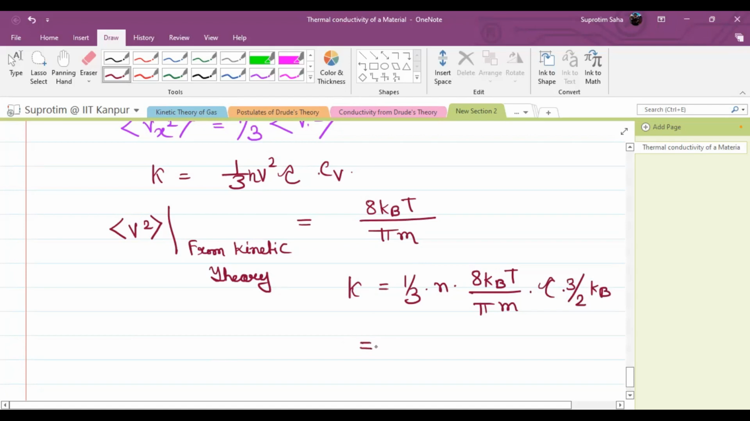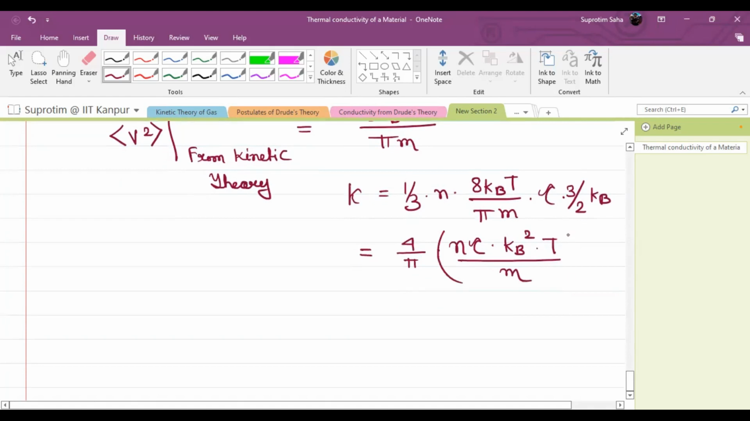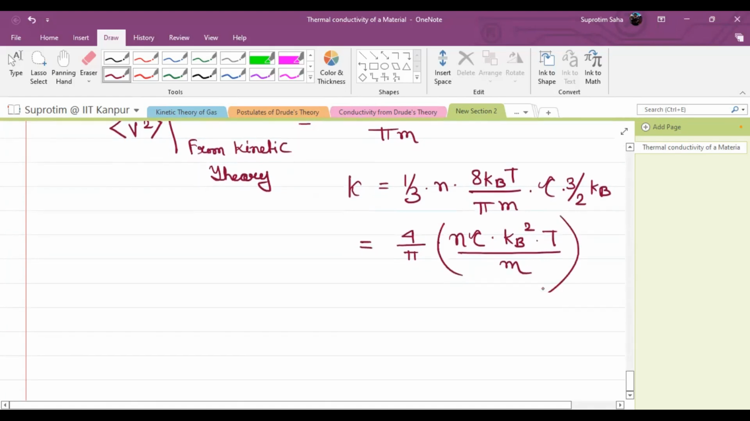Manipulating this, simplifying, we get 4 over pi times n tau kB squared T over m. So kappa is given by 4 over pi times n tau kB squared T over m.